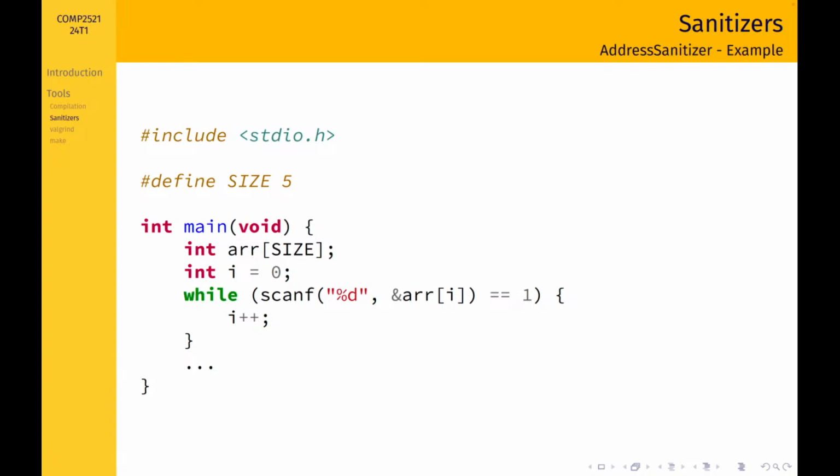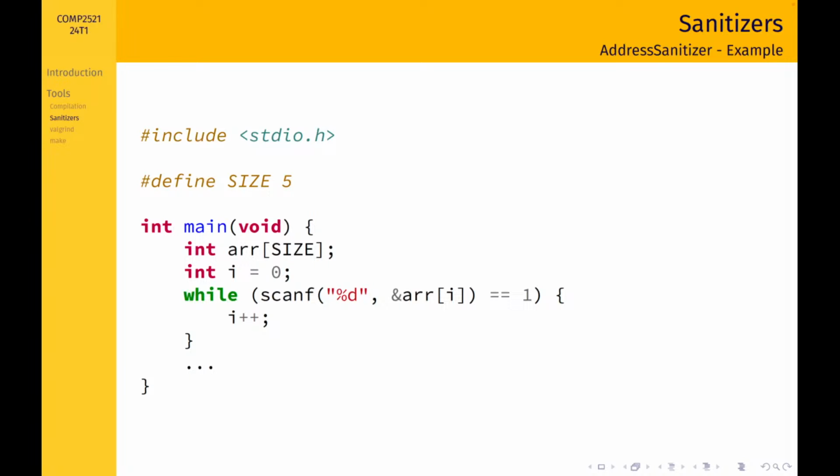All right, so here's an example of an error that would be caught by address sanitizer. This program over here creates an array of size 5, and it reads values into the array. We use scanf to read in numbers into the array. Now have a look at this program and tell me if you can see any problem with this.